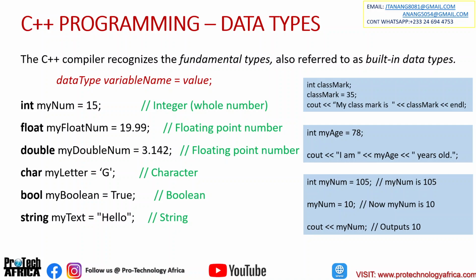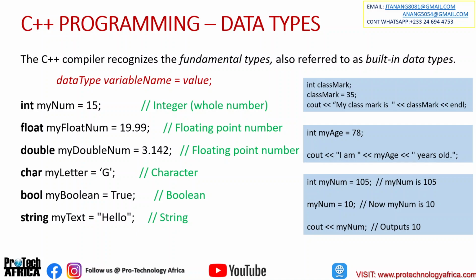What does bool mean? Bool means Boolean value. So here it says the data type is bool, myBoolean is equal to true. We said initially that a Boolean takes two values. It's either true or false, 1 or 0, yes or no. So that is the Boolean data type.